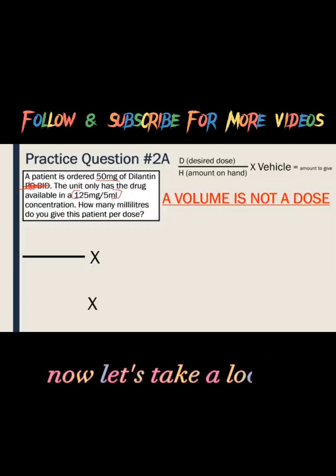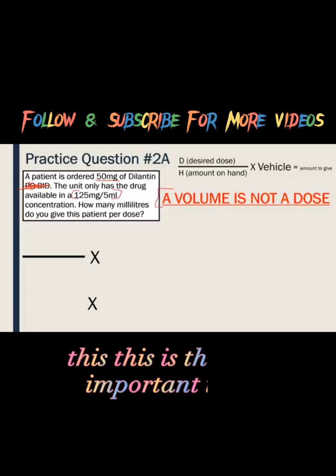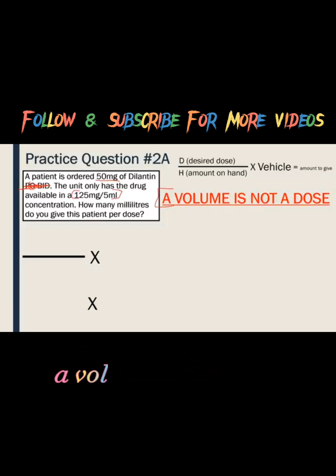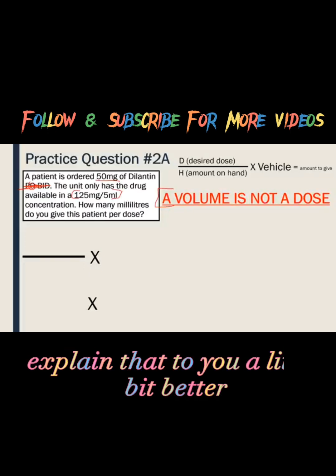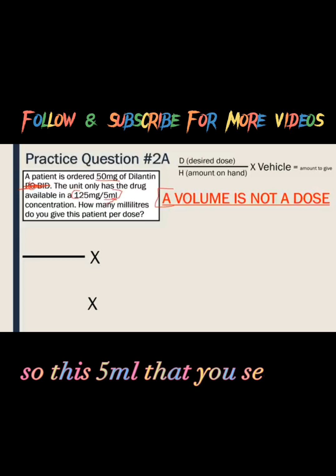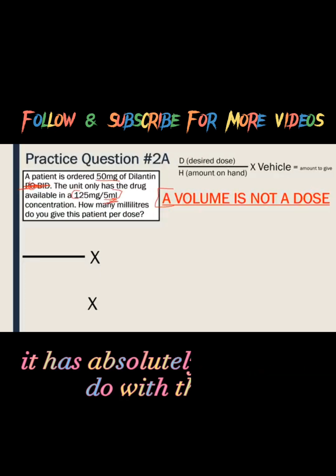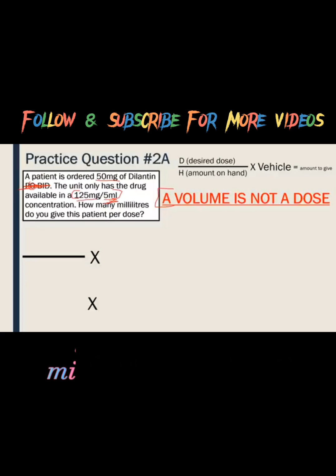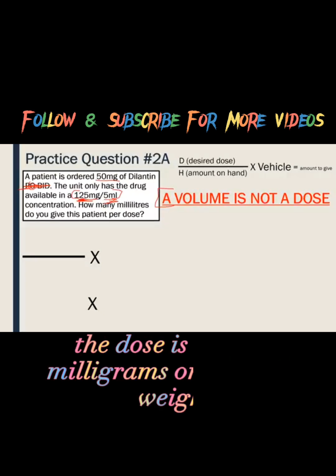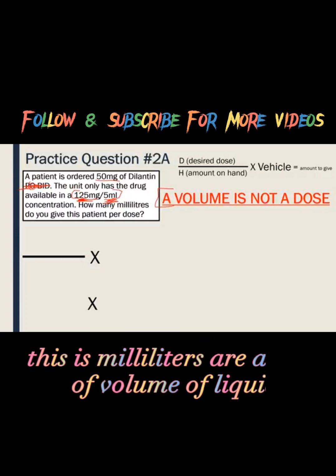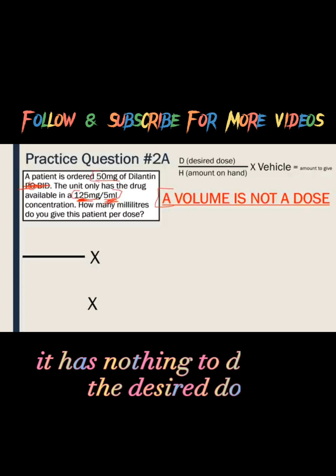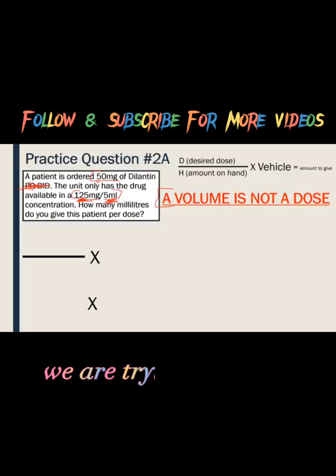This is what the question is saying. Now let's take a look at this. This is the most important thing you have to remember. A volume is not a dose, and these next 2 questions are going to explain that to you a little bit better. So this 5 milliliters that you see here has absolutely nothing to do with the dose. The dose is always in milligrams, or a unit of weight. Milliliters are a unit of volume of liquid. It has nothing to do with the desired dose we are trying to achieve. So let's run through the question and see what we get.